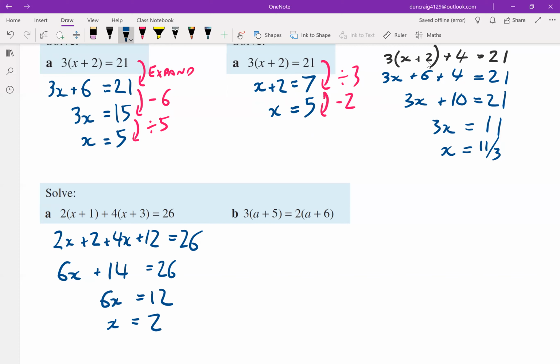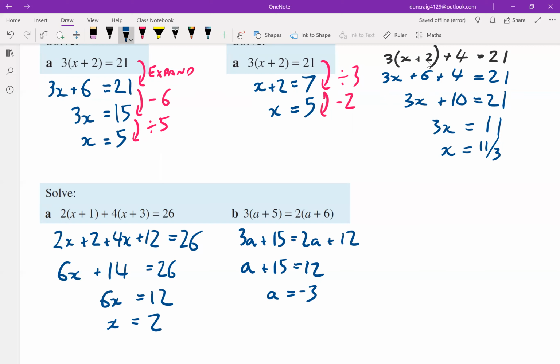Nice and easy there. Again, here it's got brackets on both sides, so expand them both. I get 3a plus 15 is equal to 2a plus 12. Variables on both sides, so I'm going to get rid of that 2a first. Take 2a from both sides: a plus 15 is equal to 12. Then take 15 from both sides, so a is equal to minus 3.